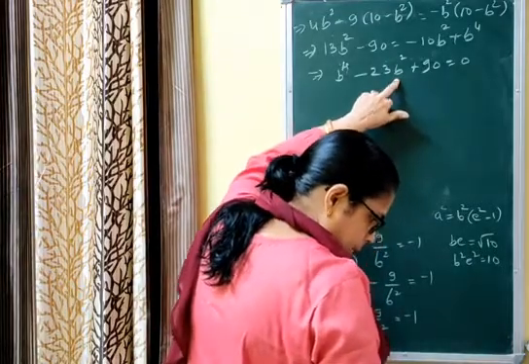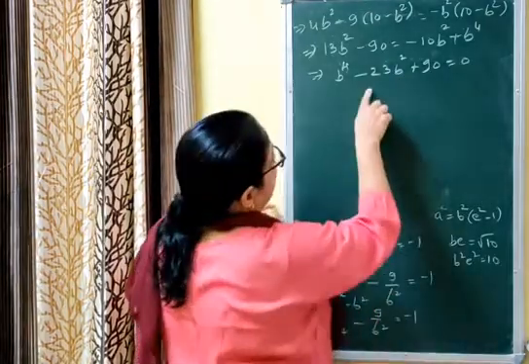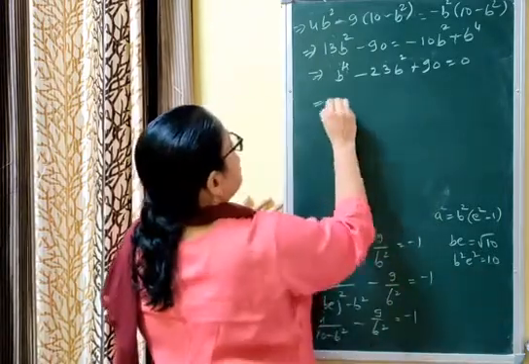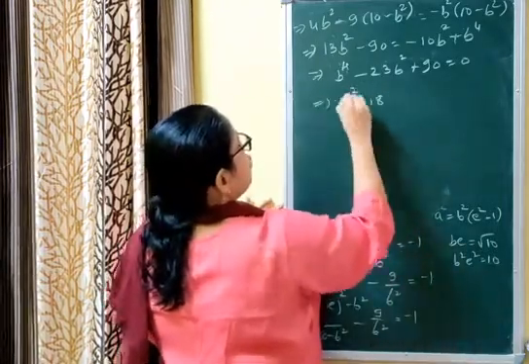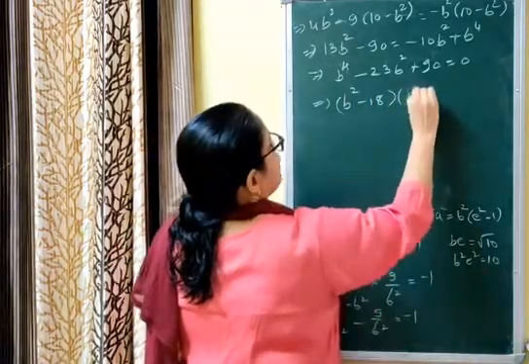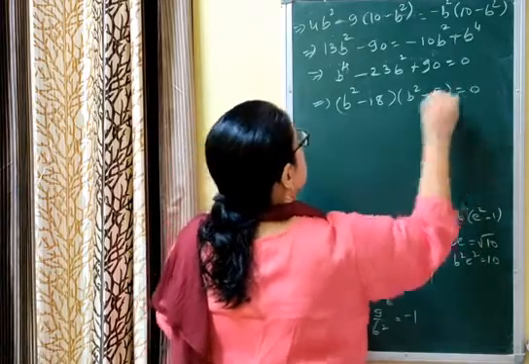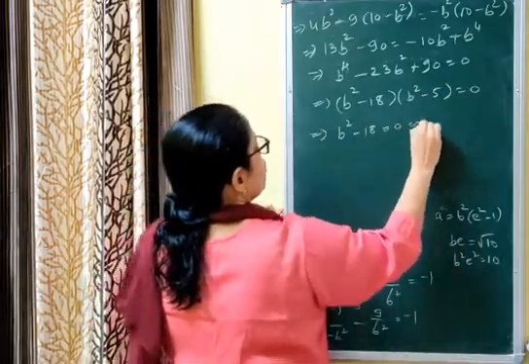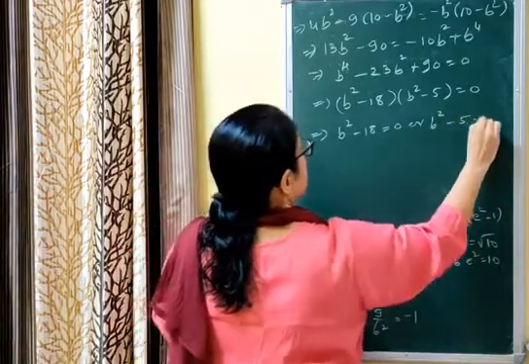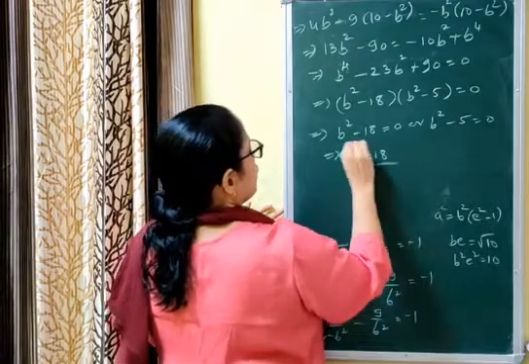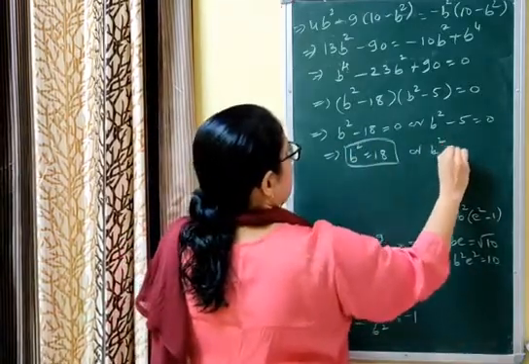Now by splitting the middle term you will get b raised to the power 4 minus 23b square plus 90 equal to 0. I will not show you, you have to do it by yourself: b square minus 18 into b square minus 5 is equal to 0. That implies b square minus 18 equal to 0 or b square minus 5 equal to 0, so b square is equal to 18 as one value, or b square equal to 5.